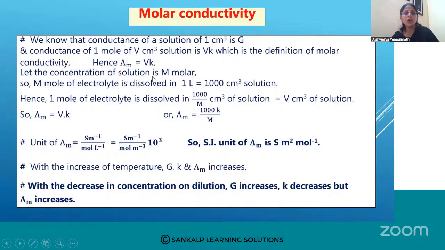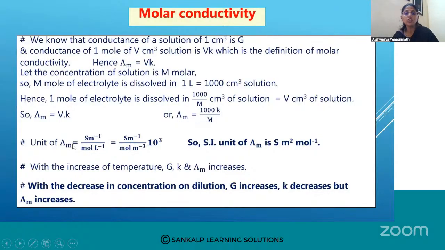Let the concentration of the solution be M molar. So M moles of electrolyte are dissolved in 1 liter, that is 1000 cc of the solution. Hence 1 mole of electrolyte is dissolved in 1000 by M cc of the solution, which is V cc. So molar conductivity is equal to 1000 kappa by M. This was what we have seen in the previous slide.